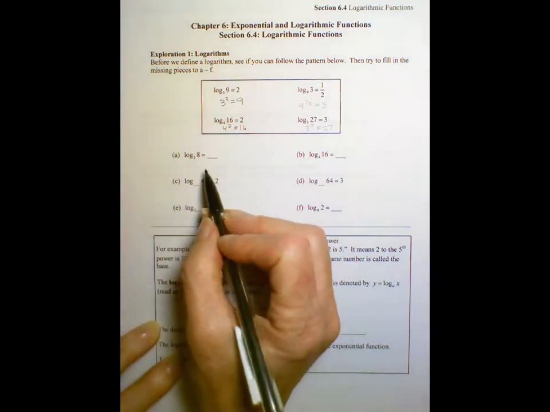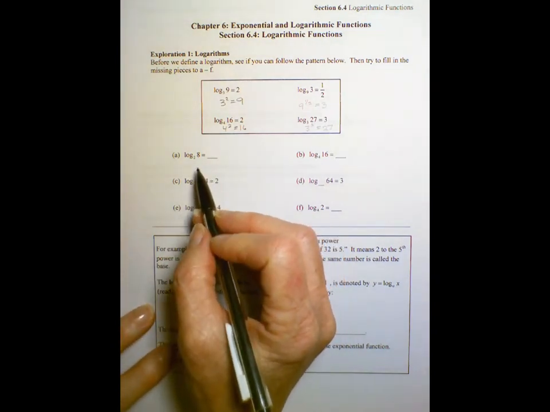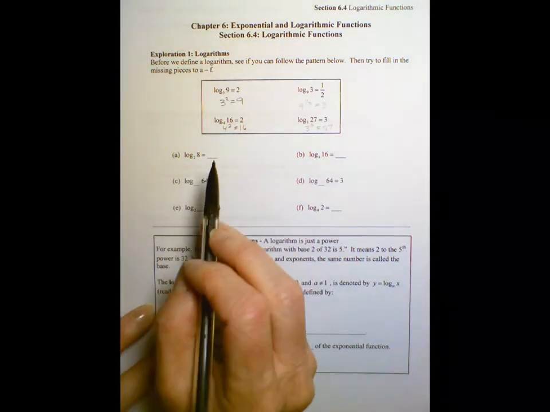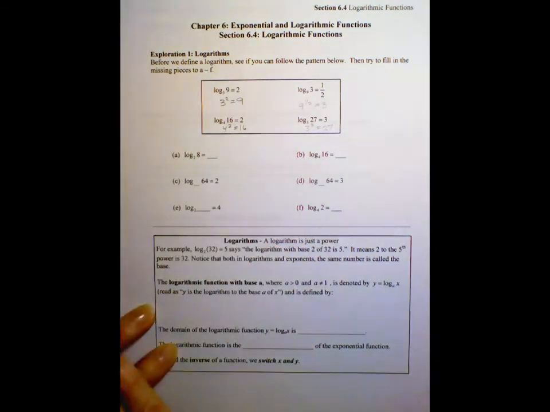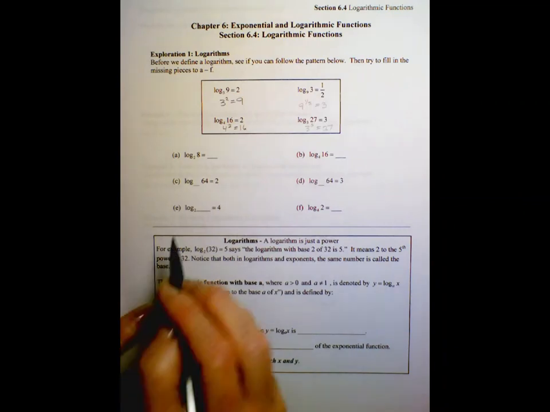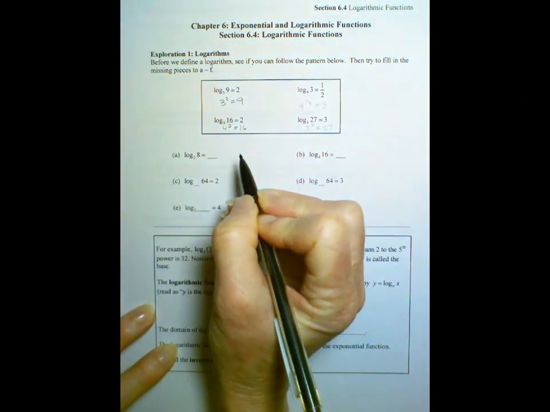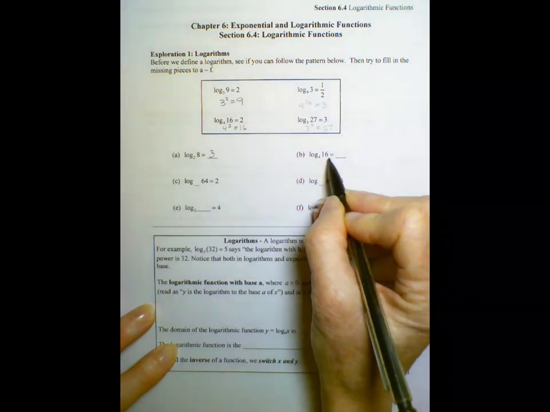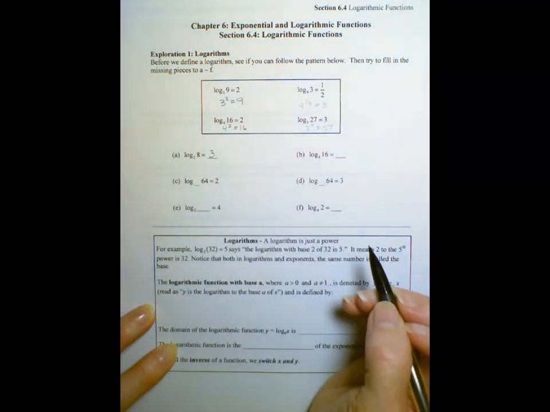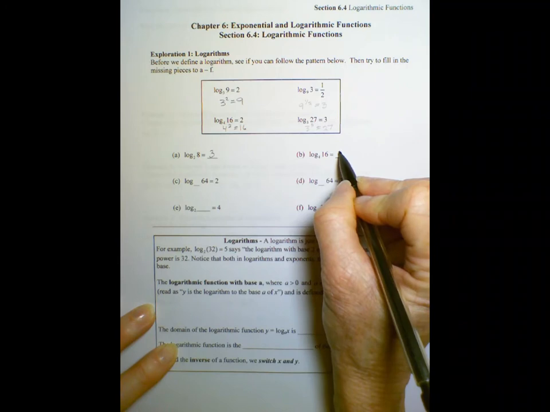So let's see if we can fill these in. For A, the question would be, 2 to what power would give us 8? This is the exponent. What would the exponent be? 3, right? And B, 4 to what power would give us 16? Of course, we just saw that one. That would be 2.